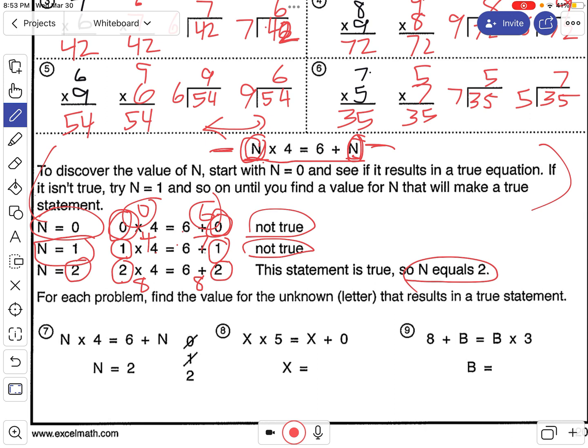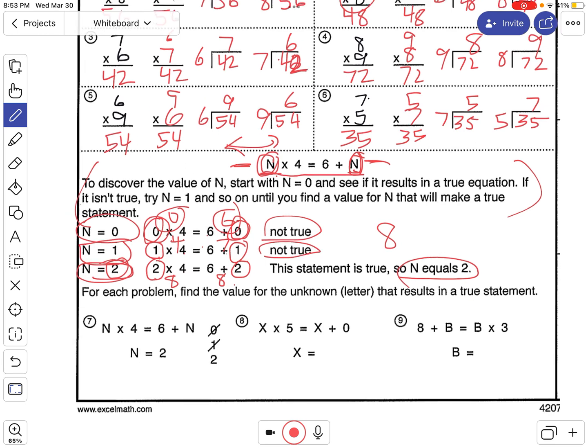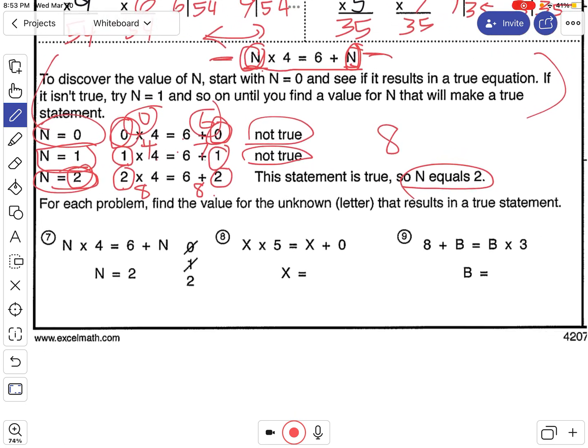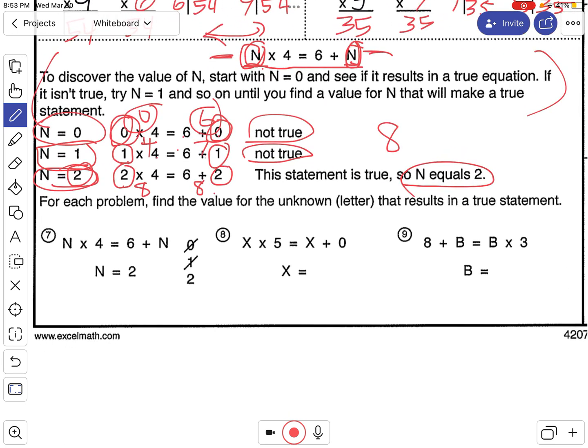Some kids get confused and they put 8 in the check answer for that one. But what we're trying to find is what is n equal to, not what both sides come out to equal once you plug in the number for n. All right, so here is another one, number 7.